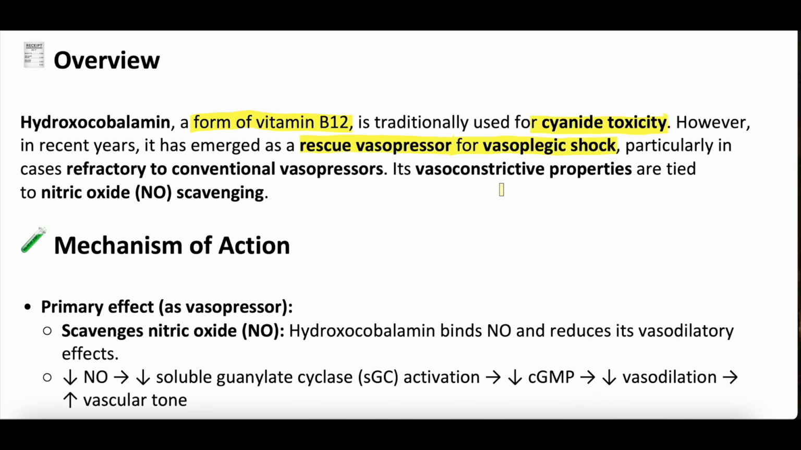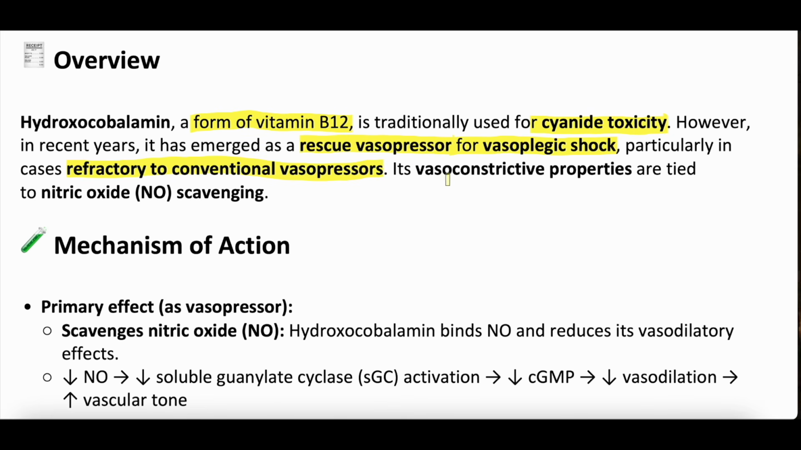Now, we'll be the first to say, we actually don't tend to use this in the clinical arena, but there are people that do, and there is some evidence to guide its use, but it's really in those refractory cases. Patients who are on multiple vasopressors, they're still vasoplegic, and you just cannot get their blood pressure up. So mostly refractory to conventional vasopressors is when you start thinking about hydroxocobalamin use.